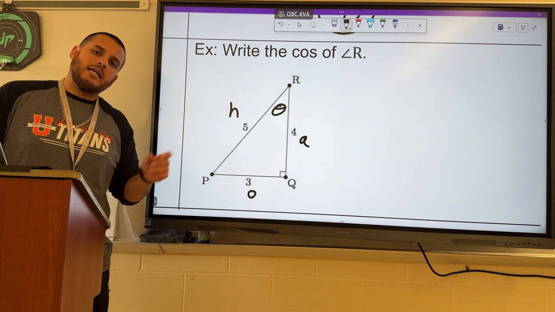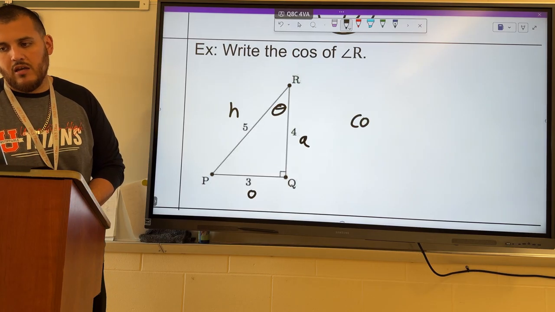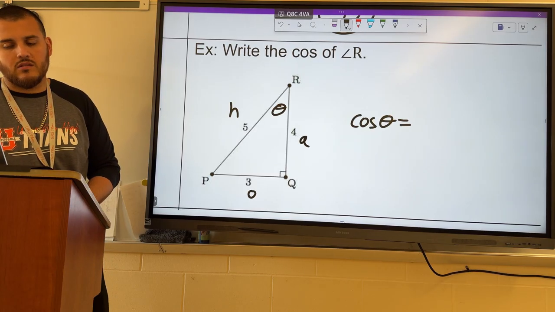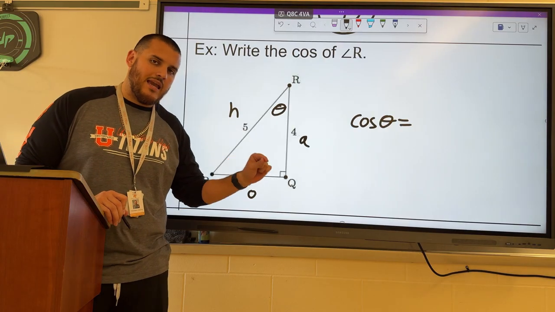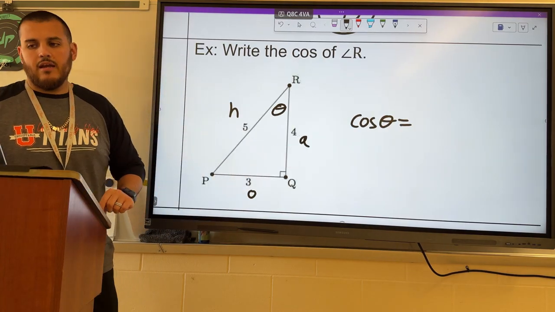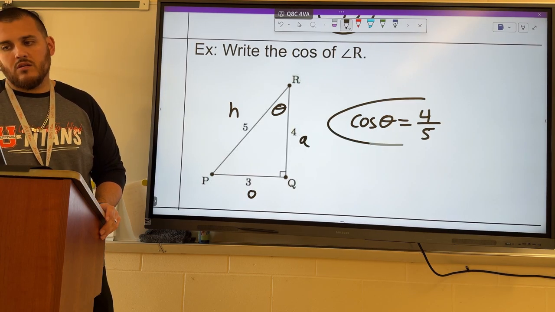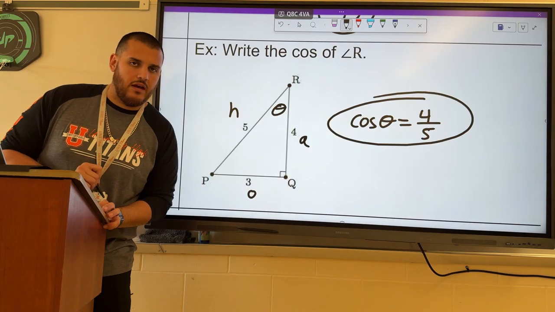Again, SOHCAHTOA from here tells you how to write the ratio. The cosine of any angle is SOHCAHTOA, CAH. The cosine ratio uses the adjacent leg and the hypotenuse. Adjacent over hypotenuse. Cosine of theta is 4/5.